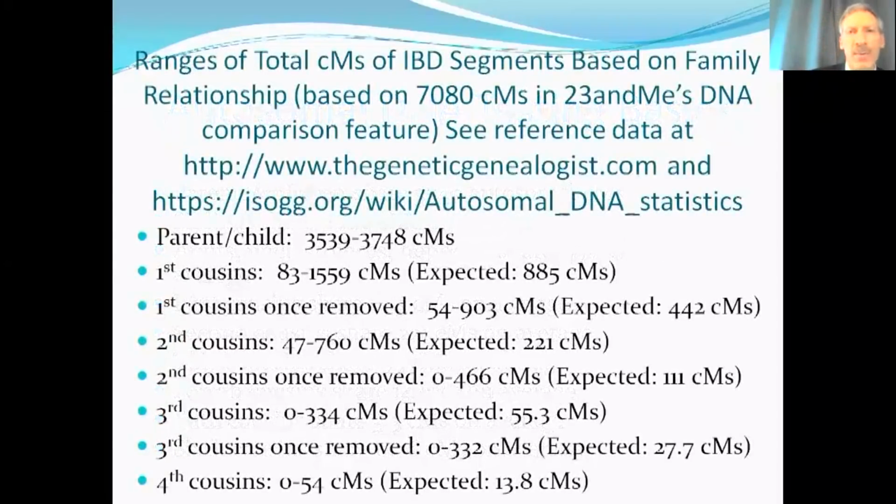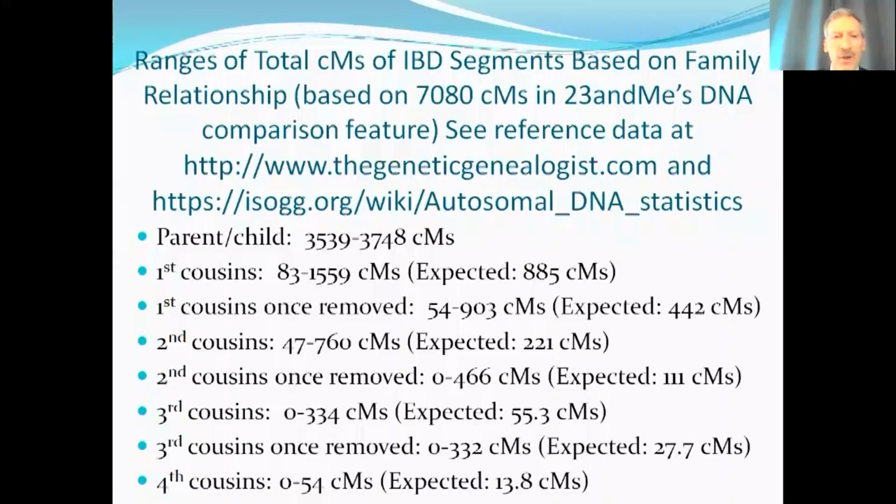Another important thing to keep in mind is the fact that the amount of shared DNA at the more distant relationships is quite variable. In fact, if you look even just at what first cousins share in common, you can see that there are some first cousins who have been discovered who share only 83 centimorgans and some that share as much as 1,500 centimorgans. When you get to the second cousin once removed level of relationship, you can see that it's possible that there will be no shared DNA between second cousins once removed, but you could share as much as 466 centimorgans with a second cousin once removed.